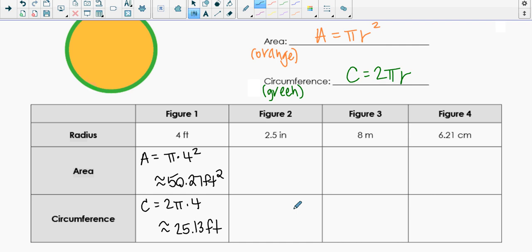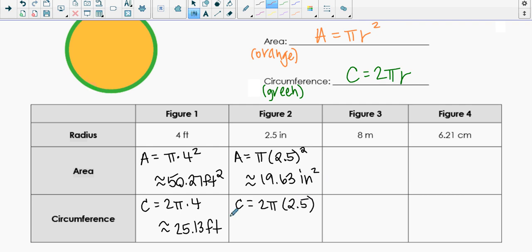All right. For the next one, for figure 2, if it's 2.5, again, area is pi times 2.5 squared. So then you get about 19.63 inches squared. And circumference is 2 pi times r, which is 2.5. And then you get about 15.71 inches. Okay. So you should probably be able to pretty clearly go through these.